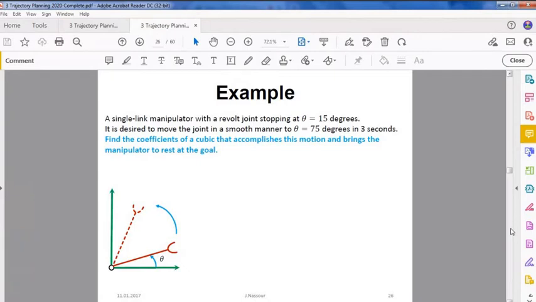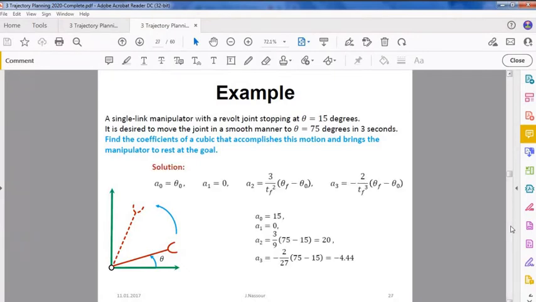This is easy, not difficult at all. It is an open book exam. So you get it like this. A0 equals 15 degrees, because the starting point is 15 degrees. A1 equals 0 because your velocity at time 0 is 0. And then for A2, you replace this value and you get A2. For A3, replace this value and you get A3.